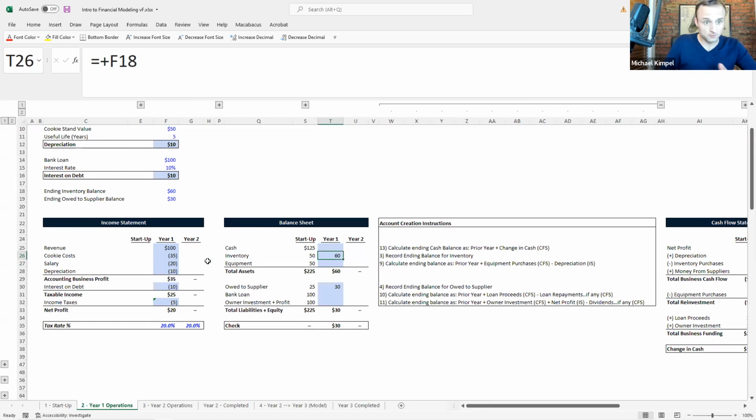What you're going to do, because we have no purchases, is just take the equipment and subtract out the depreciation, because we now bought this cookie stand. We used up 1/5 of it, and we need to take that balance for the cookie stand from 50 down to 40. So I'll let you all take a second to do that, and then we'll jump ahead.